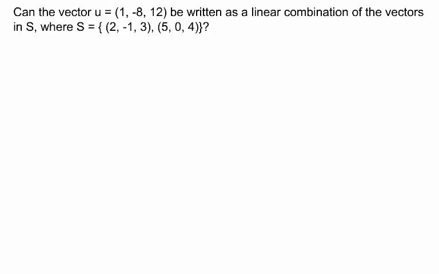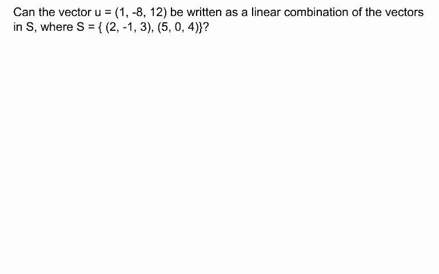Let's take a look at this question. Can the vector u be written as a linear combination of the vectors in S, where u is equal to (1, -8, 12), and S is equal to the vectors (2, -1, 3) and (5, 0, 4)?